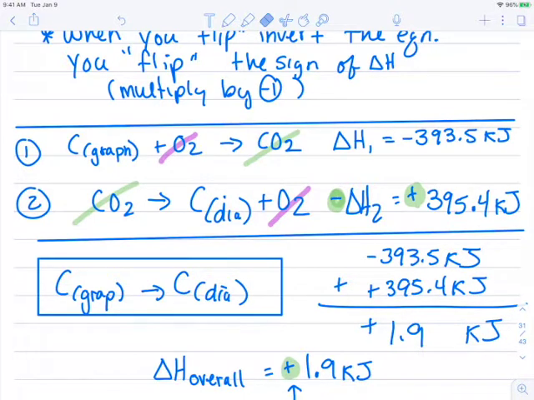All right, so remember Hess's law, it takes a while, so just make sure you get some practice on it. And of course, I'm going to give you some practice on it with the homework.